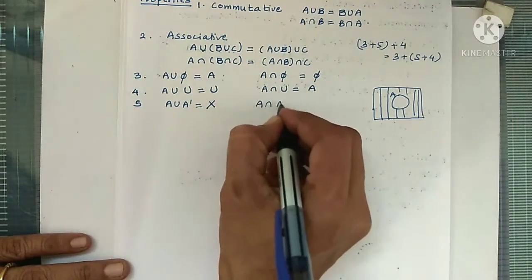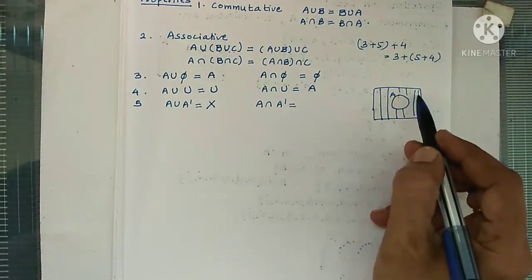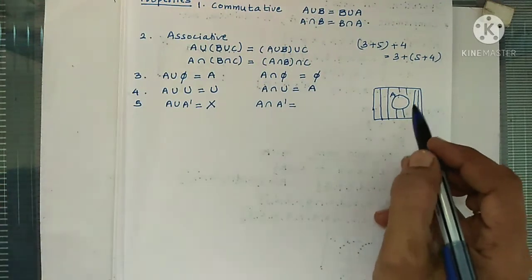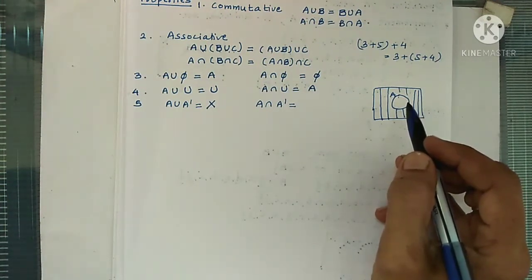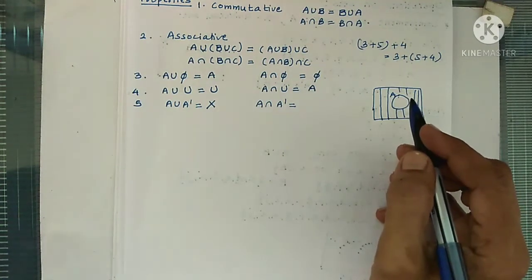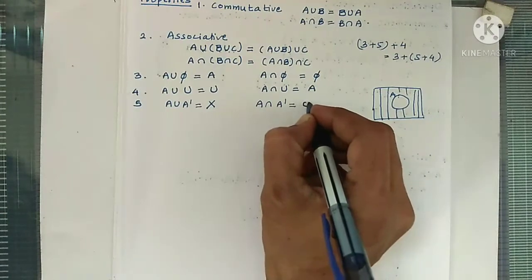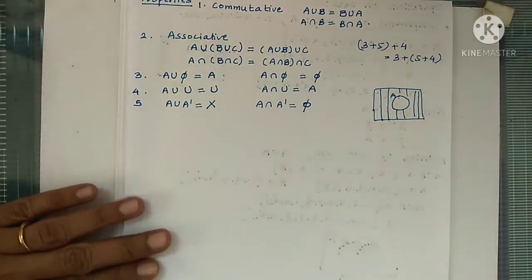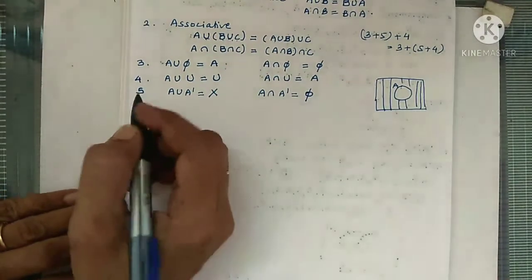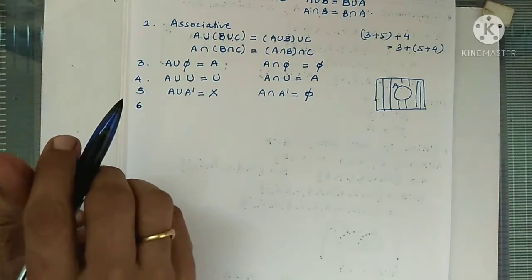A intersection A dash. So what is A intersection A dash? Common elements of A and the shaded portion. As it is the complement, it is X minus A. So A dash does not contain any element of A. So A and A dash do not have any common elements. So A intersection A dash is phi. So that is property number 5.